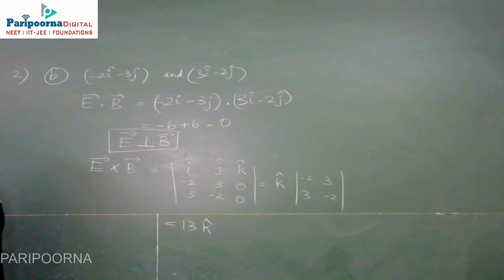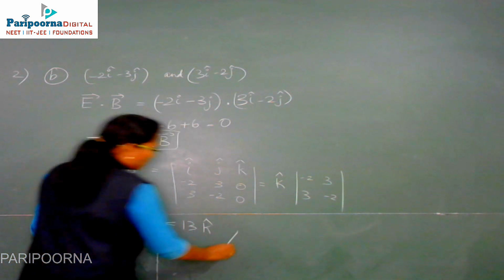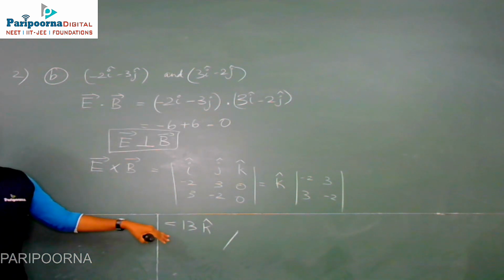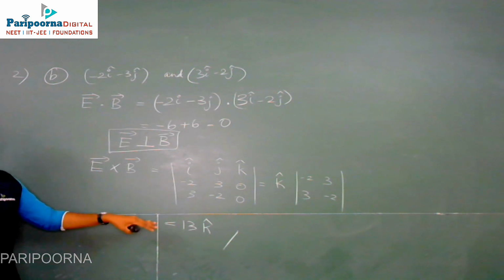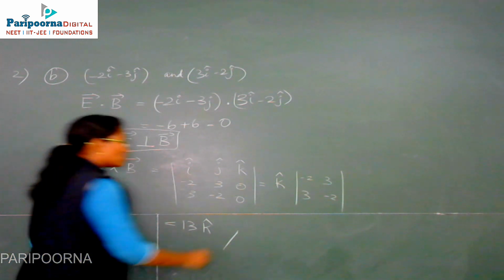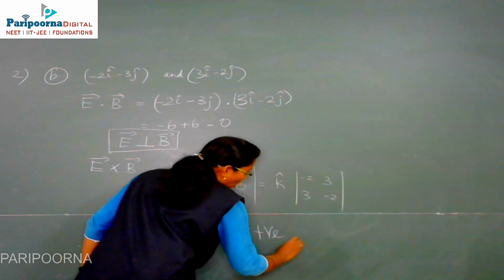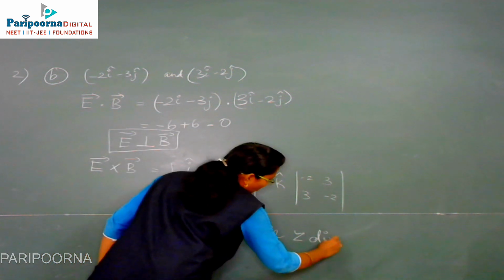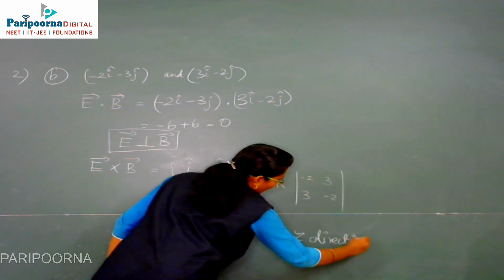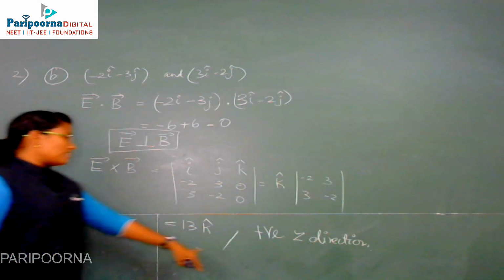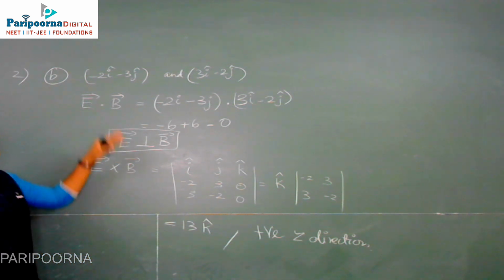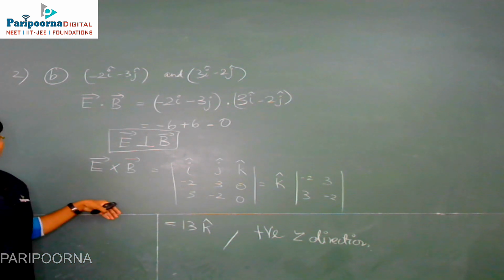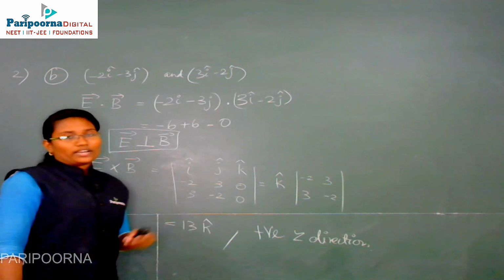k cap. So, from this we can say that the electromagnetic wave is propagating in the positive Z direction. We have got the positive value over here. So I have derived this for option B, which is the right answer. Likewise, we have to solve it for the other options also and find the correct answer.